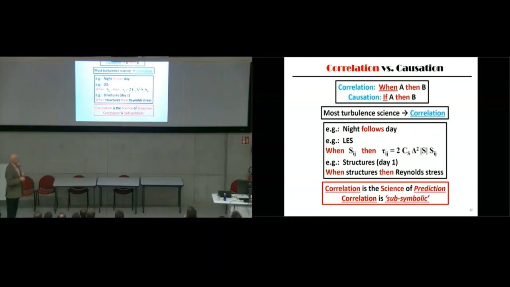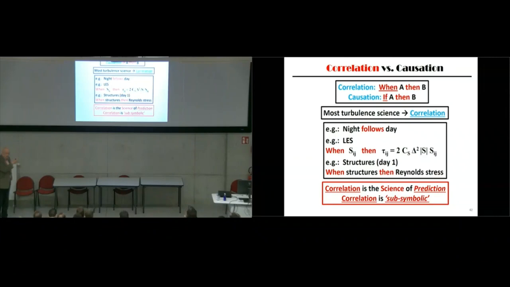Another thing that you are probably very used to is LES modeling. In LES models, you somehow have decided that whenever you see a rate of strain tensor, which is S, then the stress tensor can be approximated by that formula there. It doesn't tell you that this is the source of that. It just tells you that there is a correlation between one and the other.